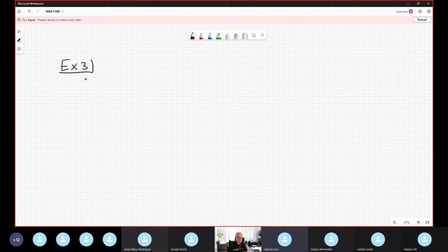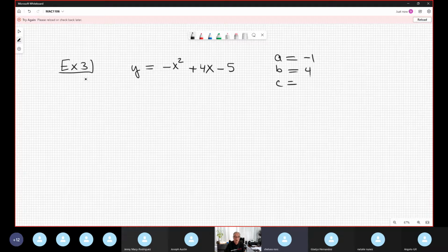Example 3 is y equals -x squared plus 4x minus 5. First question: is this equation of the quadratic function expressed in standard or vertex form? Standard. So once you determine it is standard, determine a, b, and c. a is -1, b is +4, and c is -5.